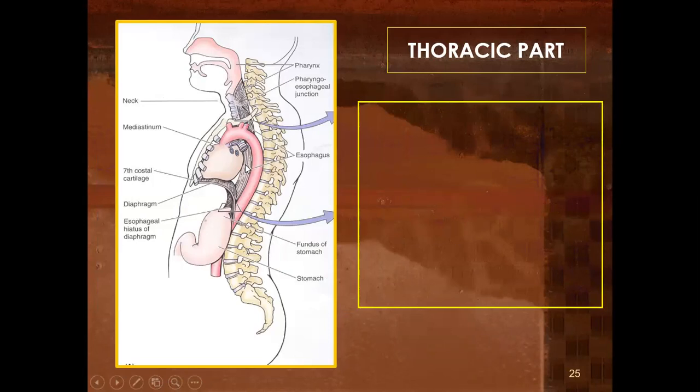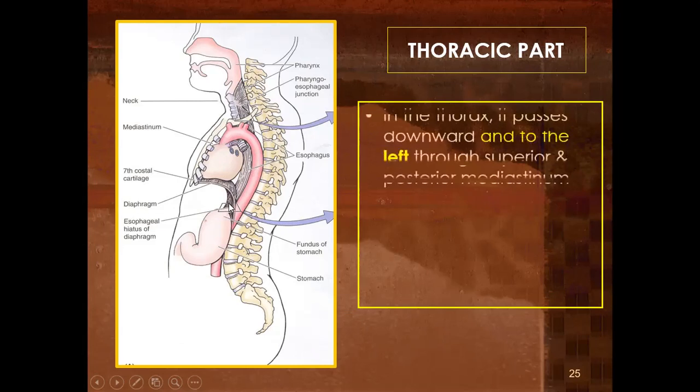This is the esophagus completely running in the superior mediastinum in the neck, then the posterior mediastinum, entering into the abdomen. In the thoracic part, it passes downwards and to the left through the superior as well as the posterior mediastinum. From the neck it begins, then it enters the superior mediastinum of the thorax and then enters the posterior, because it is going behind the heart, so it should be the posterior mediastinum.